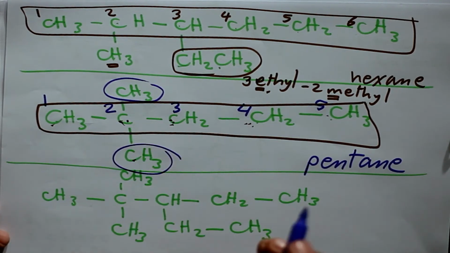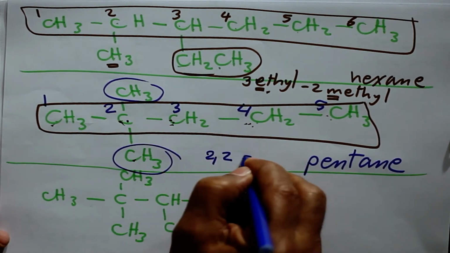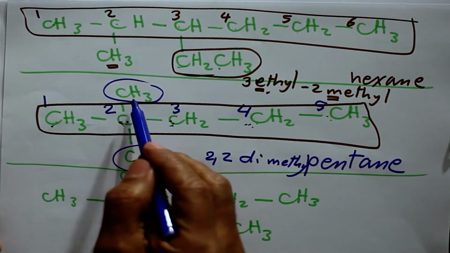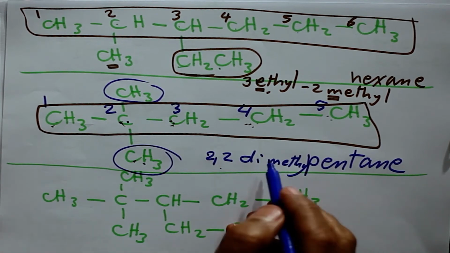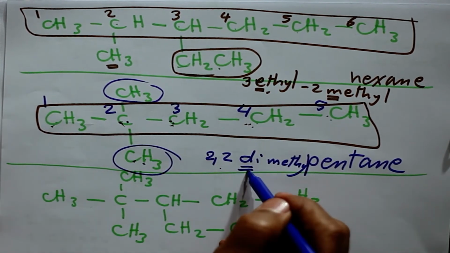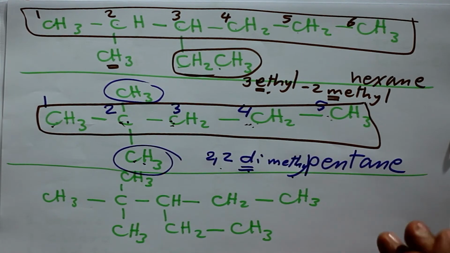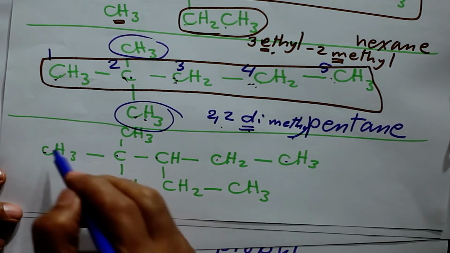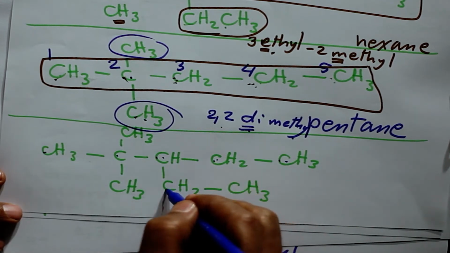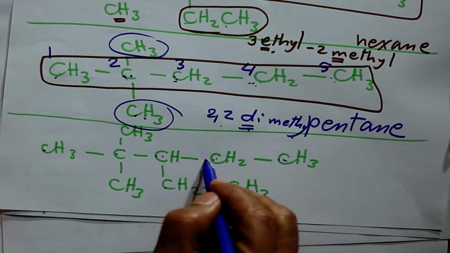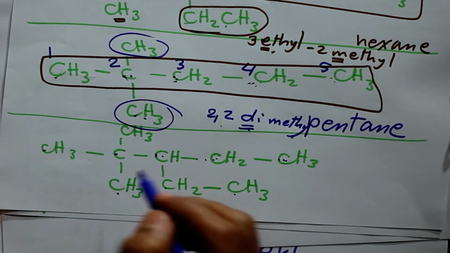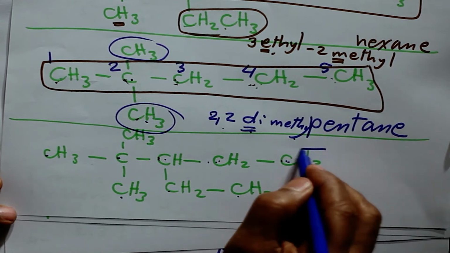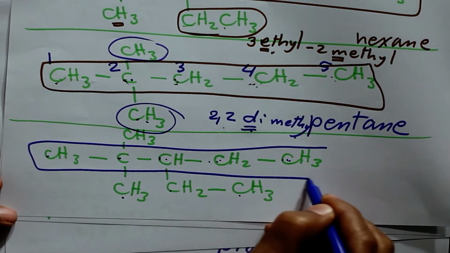So we will write 2,2-dimethyl. Di means 2. Dimethylpentane. Another example: 1, 2, 3, 4, 5. All the possibilities are equal, so we will get the straight one.